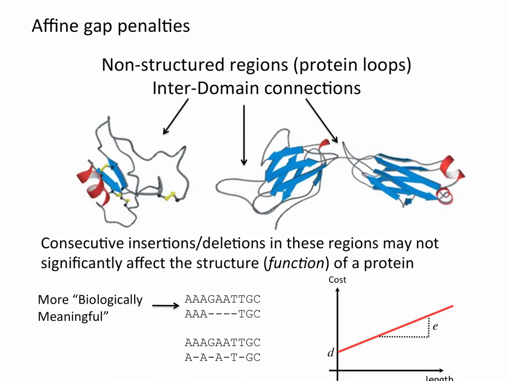For instance, it is known that in protein sequences, non-structural regions and interdomain connections accumulate large levels of insertions and deletions. So, an alignment of this type will be more biologically meaningful than an alignment of this type. So if we introduce this smooth function, we favor the obtention of alignments of these types, which are more biologically significant.